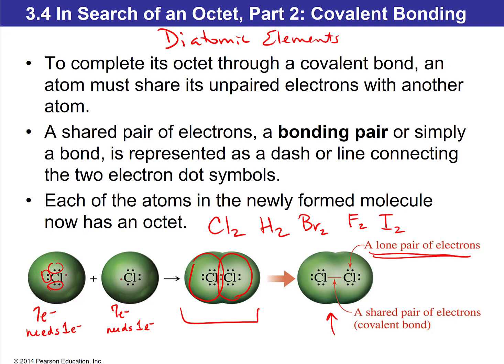There's a couple other ones, but they don't just share one pair. But can you see that the halogens would all share one pair? Fluorine, chlorine, bromine, iodine, because they all have 7 electrons, so they would all share that unpaired electron. Okay, everybody good?